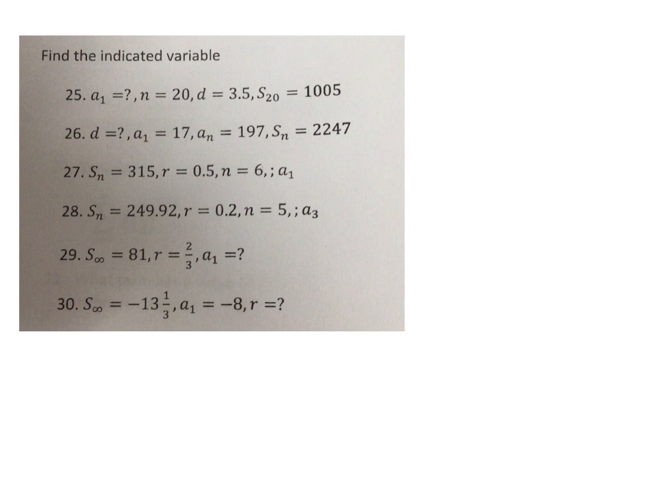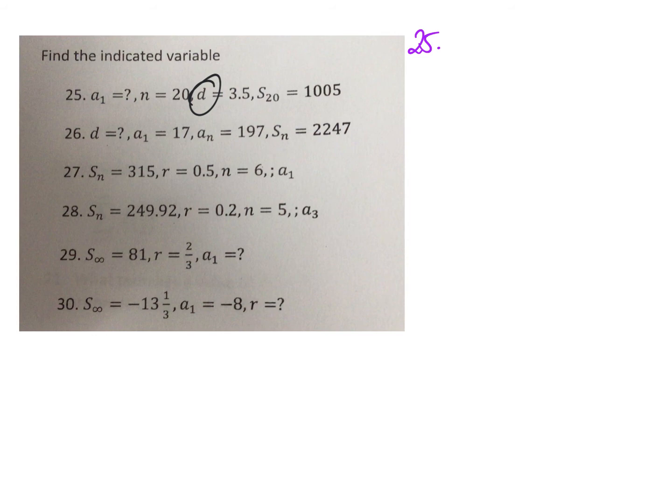And find the indicated variable. So we're going to have to use a combination of the equations, possibly some systems, to find the indicated variable here. Find a1 if n is 20, d is 3.5, and S20 is 1005. So it's giving us d. That means it's arithmetic. If it doesn't give you r or d, or ask for r or d, it has to tell you whether it's geometric or arithmetic.